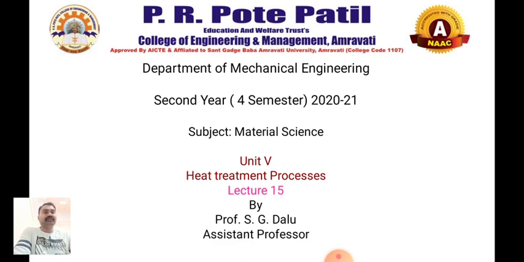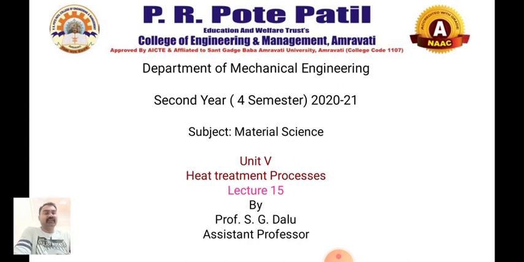Then we studied the different critical temperatures occurring on the iron carbon equilibrium diagram. Next, we studied how a particular steel containing a certain amount of carbon, cooled from higher temperature to room temperature, passes through different phases during that cooling. Then the microstructure, the occurrence of the different phases and the amount of different phases, we have already calculated with the help of the lever rule.